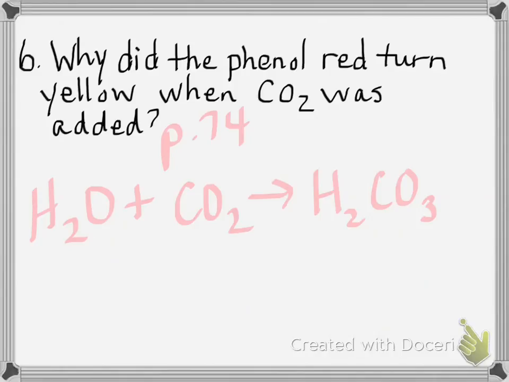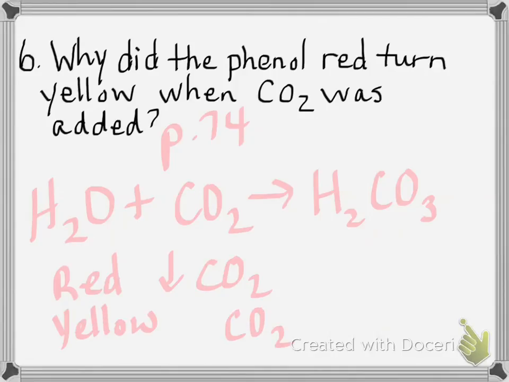Now, we also talked about this. Phenol red is red when CO2 is high or CO2 is low? Low. And phenol red is yellow when CO2 is high or CO2 is low? High. So you blew and blew until you got yellow, getting lots of CO2 into the water. And we would know there was a lot of CO2 in the water because the CO2 combined with the water and made carbonic acid.